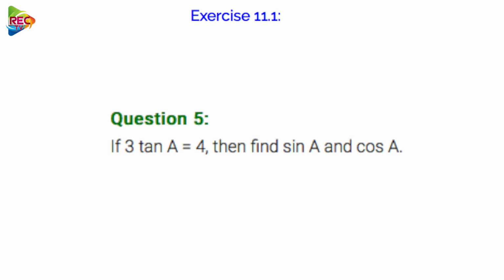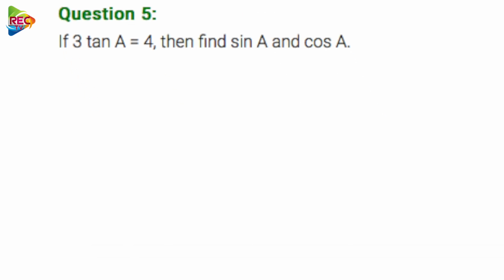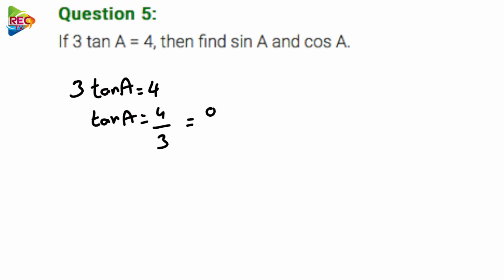Fifth question. If 3 tan A equals 4, then find sin A and cos A. So given 3 tan A equals 4, that means tan A equals 4 by 3. So 4 by 3 means this is the opposite side by adjacent side.